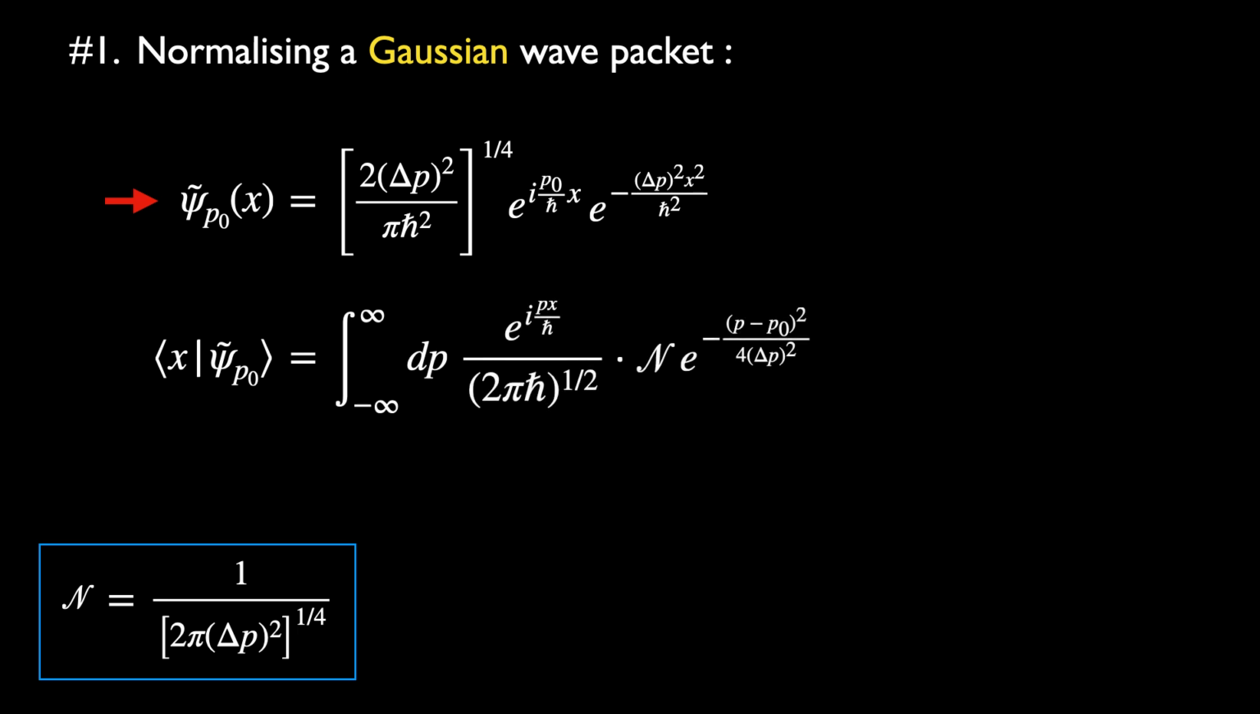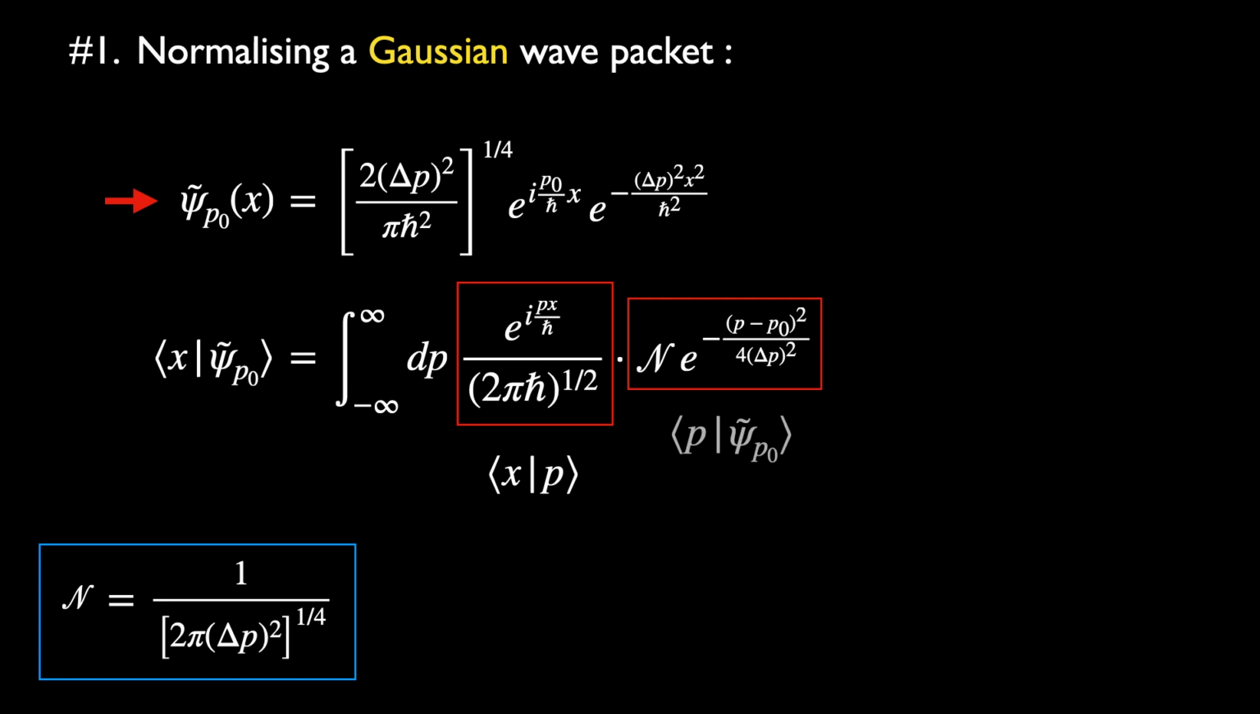The first term under the integral is the plane wave, or the momentum wave function, which means the second term is the wave function of the state psi p naught, but now in momentum space. This is so because we can view the whole integral as the insertion of the identity operator in momentum basis into the bracket that defines the position wave function.